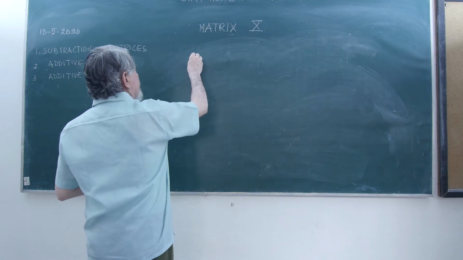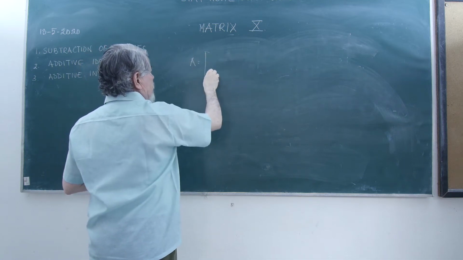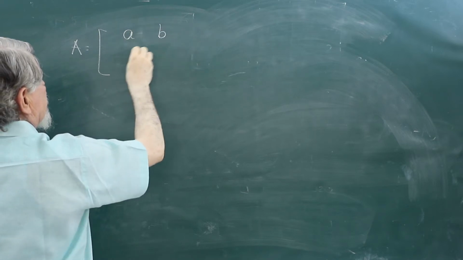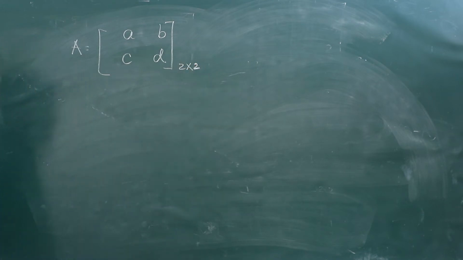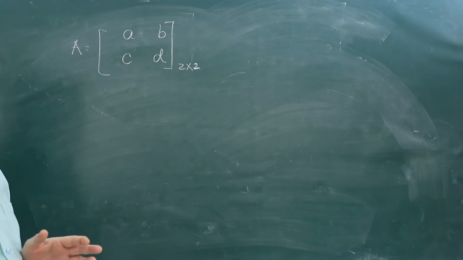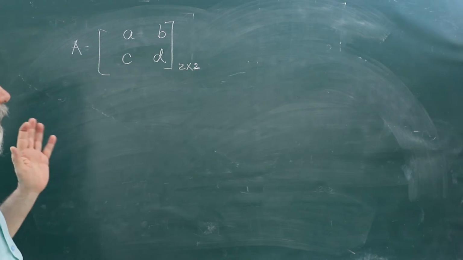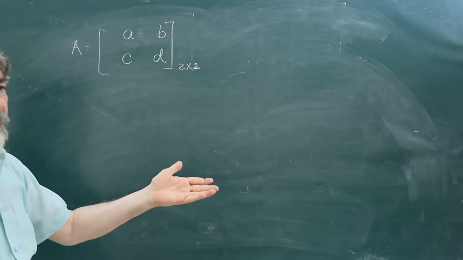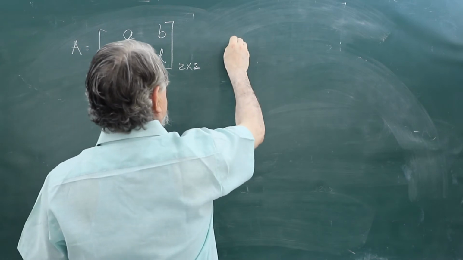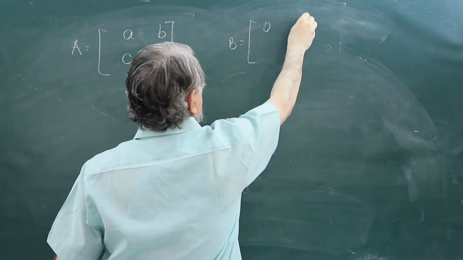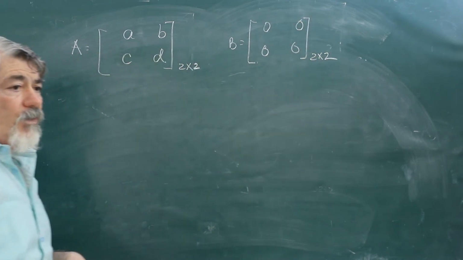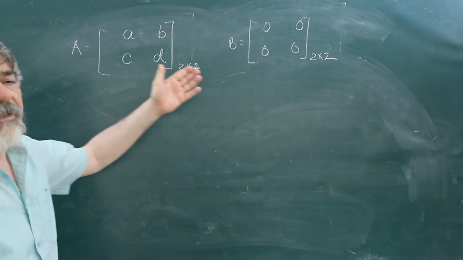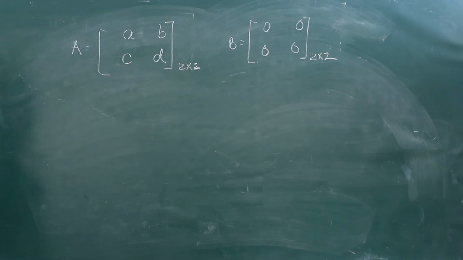For example, I have a matrix A. For example, it is a, b, c and d. This is a matrix of the order 2 into 2. It's a general matrix I have taken. And if I add a null matrix to it, I can add a null matrix also of the same order. Suppose B is 0, 0, 0, 0. This has to be of the same order. Then only we can add A and B.